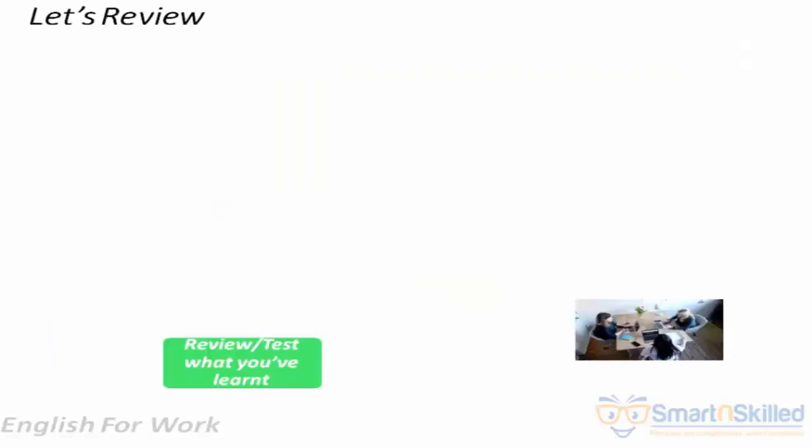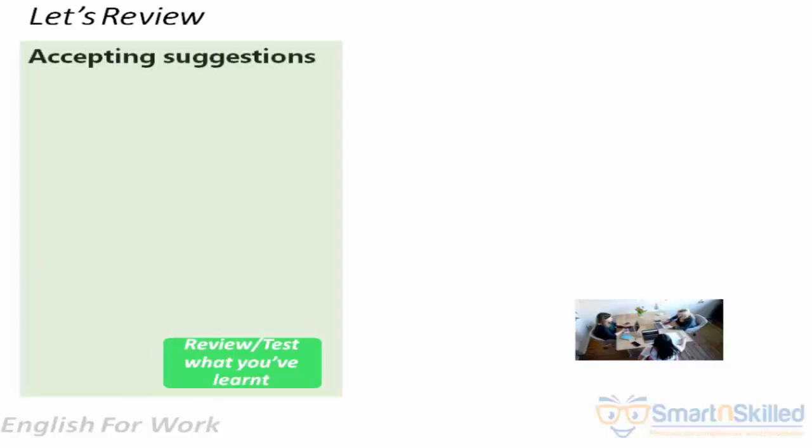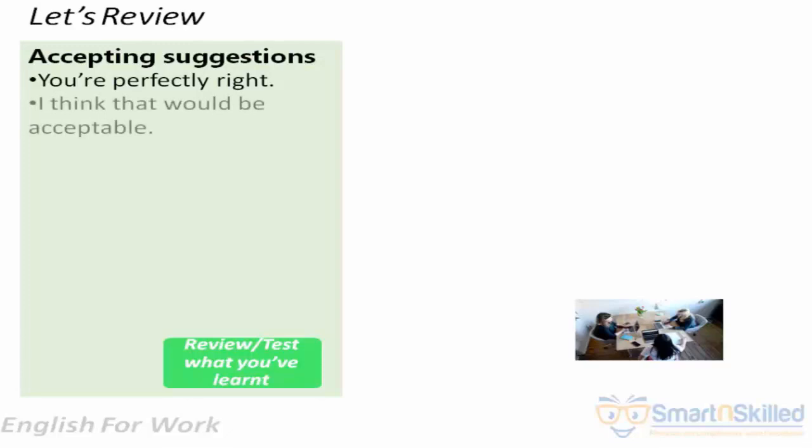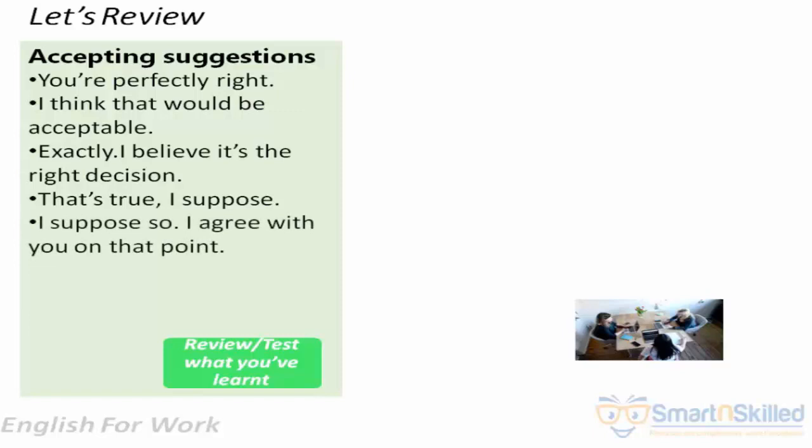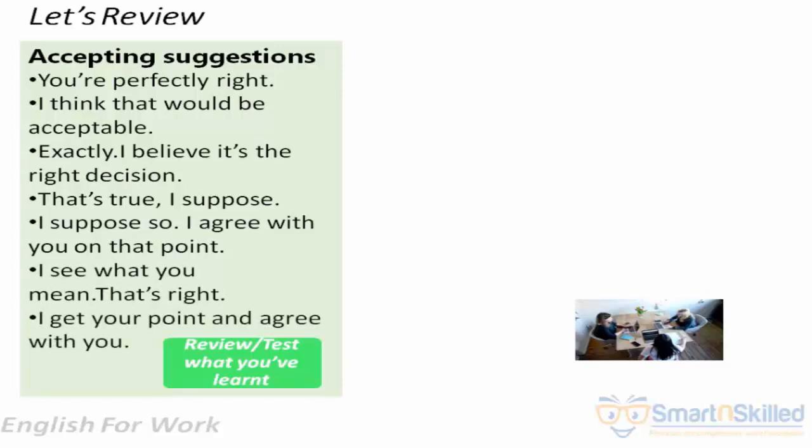Now let's review these phrases that we have seen in this unit. So, to accept suggestion, we can say, "You're perfectly right. I think that would be acceptable. Exactly. I believe it's the right decision. That's true, I suppose. I suppose so. I agree with you on that point. I see what you mean. That's right." Or, "I get your point and I agree with you."